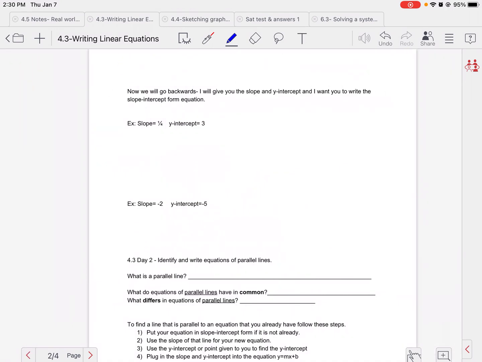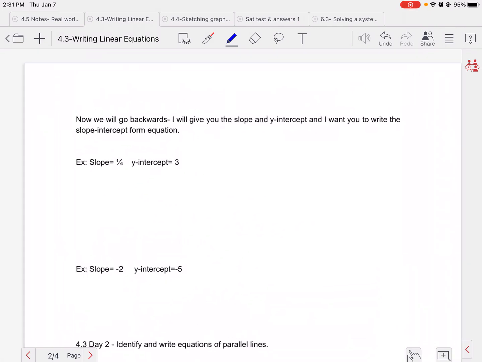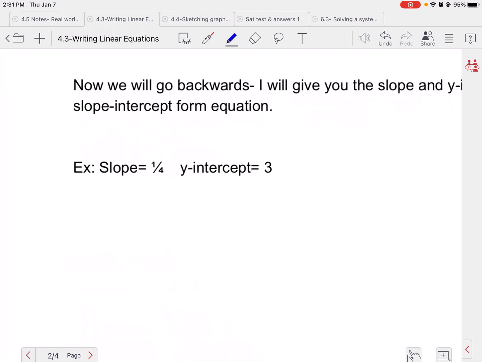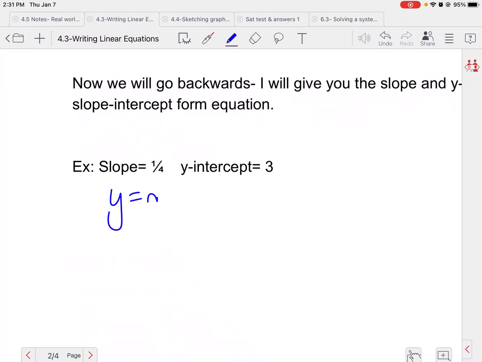Okay, let's go ahead on to the next page here. All right, now we're going to go backwards. I'm going to give you the slope and the y-intercept, and you're going to write the equation. We did this when we had the graphs. So I have y equals mx plus b. Remember, slope is m and y-intercept is b. So I'm going to have y equals 1/4 x plus 3.